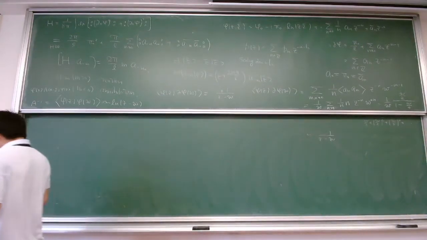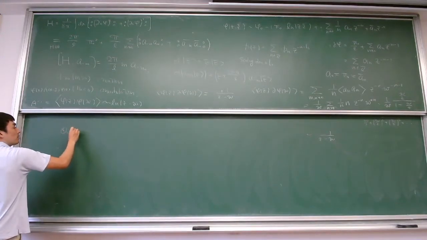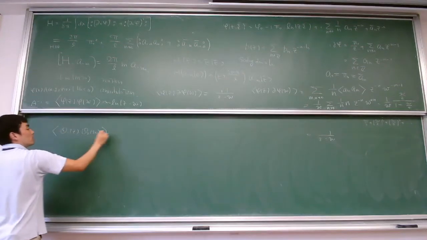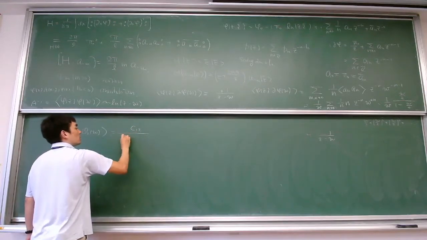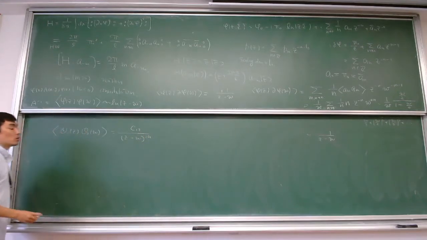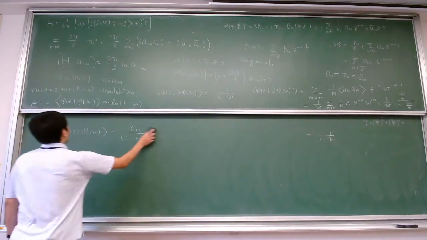And so this is exactly, as I mentioned, the quasi-primary field. If you have quasi-primary fields O1, O2, then here you have C12 over (z minus w) to the 2h, right? Okay, so this is not a good one. So I should introduce the next one.